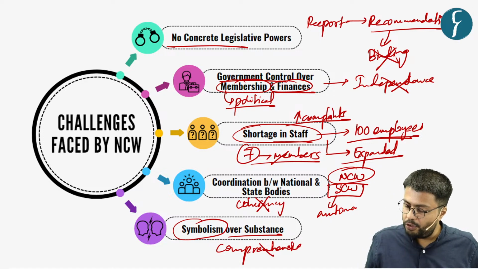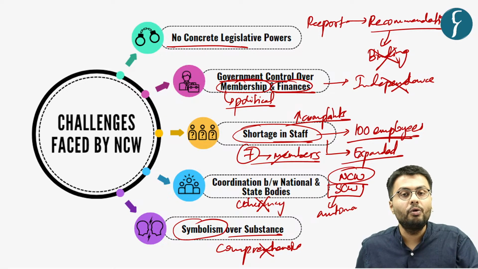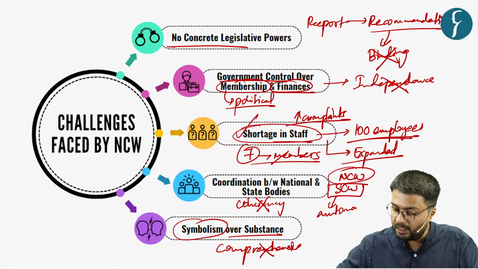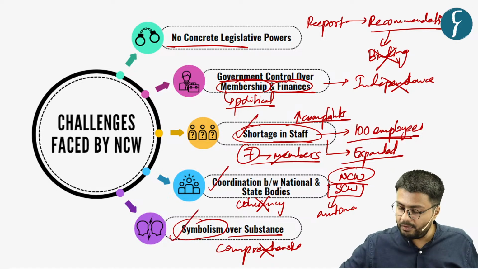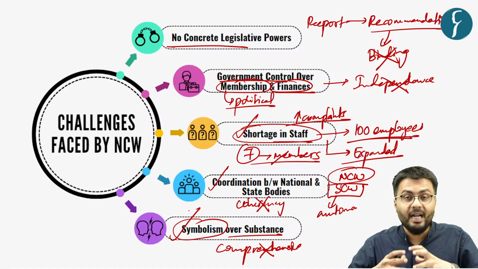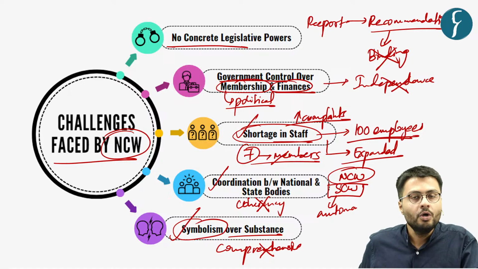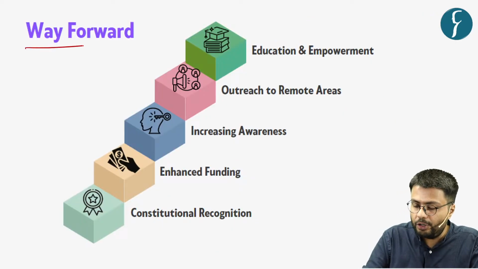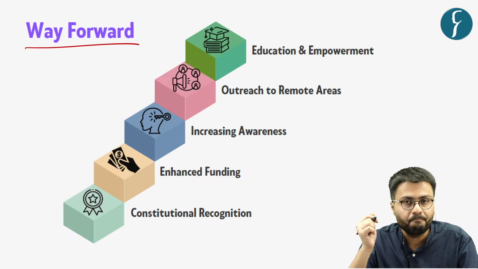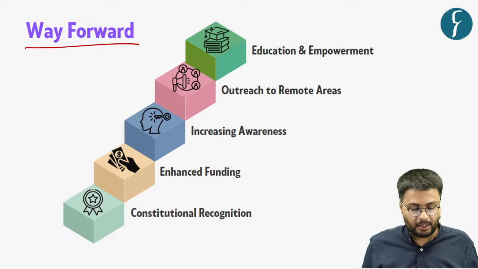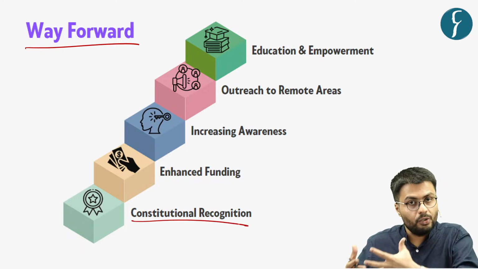So these were the issues: lack of concrete legislative powers, government control over finances and membership, shortage of staff, lack of coordination between national and state level bodies, as well as symbolism over substance, which create challenges in the day-to-day functioning of the National Commission for Women. So in this regard, let us understand what should be the way forward in order to make this commission more effective in general.